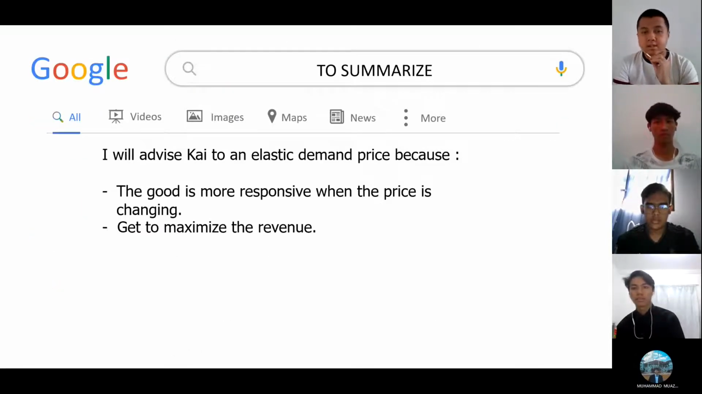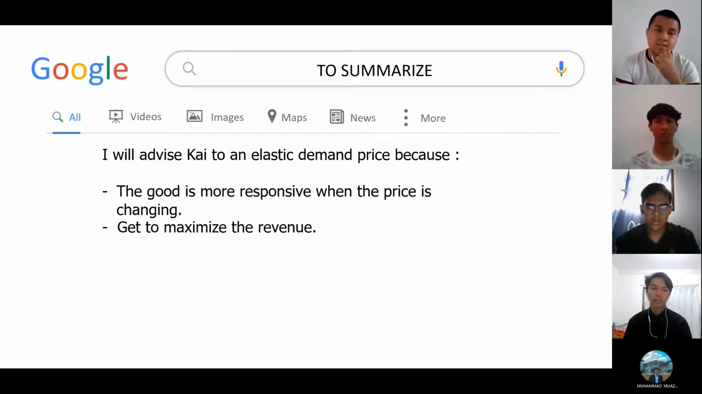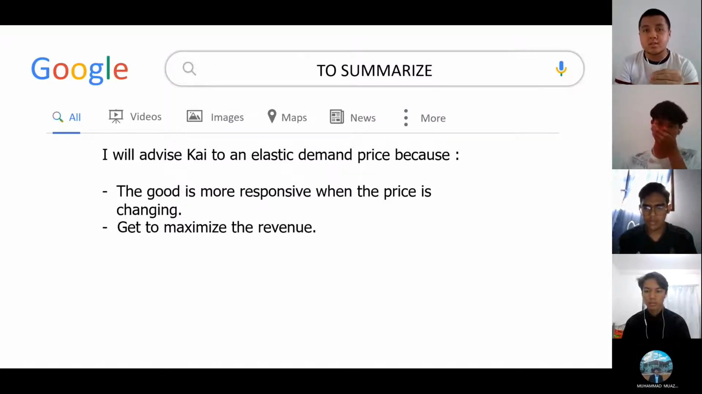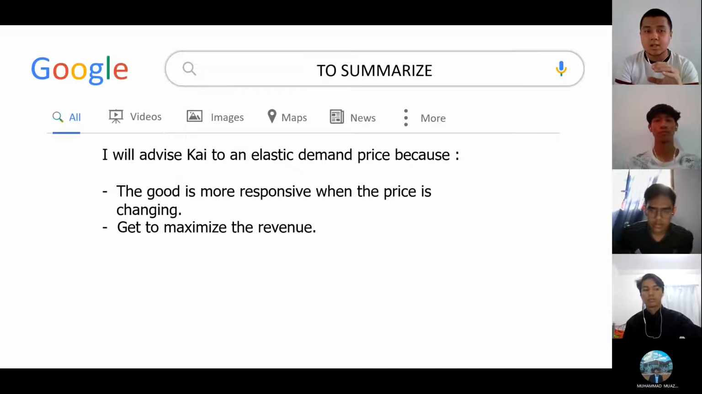So based on this, I will advise you to choose the elastic demand price, because the good with elastic demand is more responsive when the price changes. This is because in elastic demand, the quantity is very responsive: more people will buy it even though the price changes a little bit. This is different from inelastic demand, where if the price changes a little bit or more, the quantity changes only a little bit.